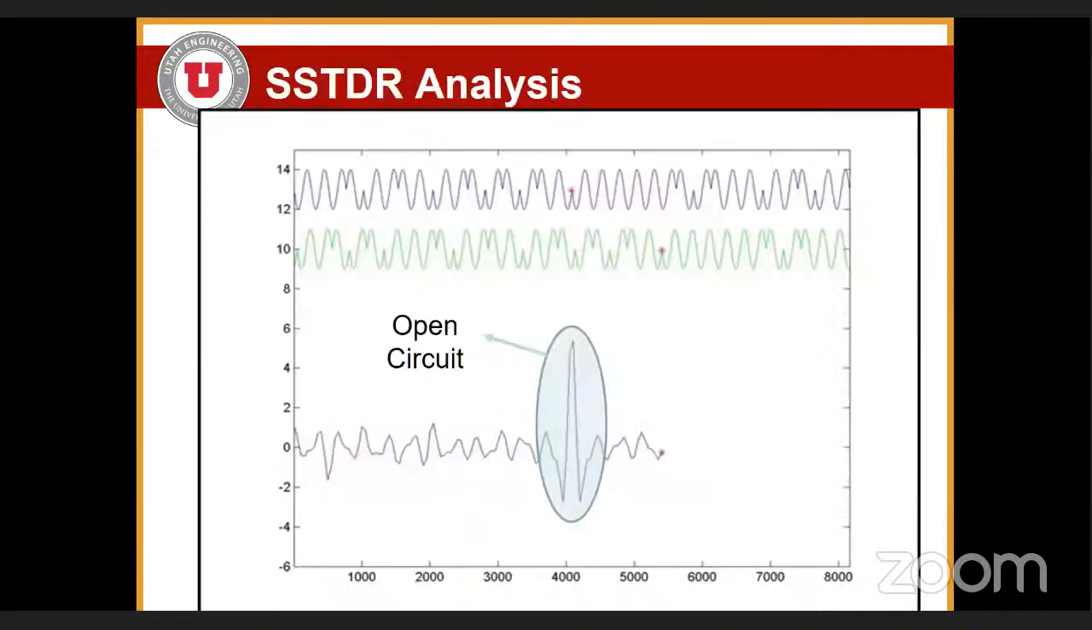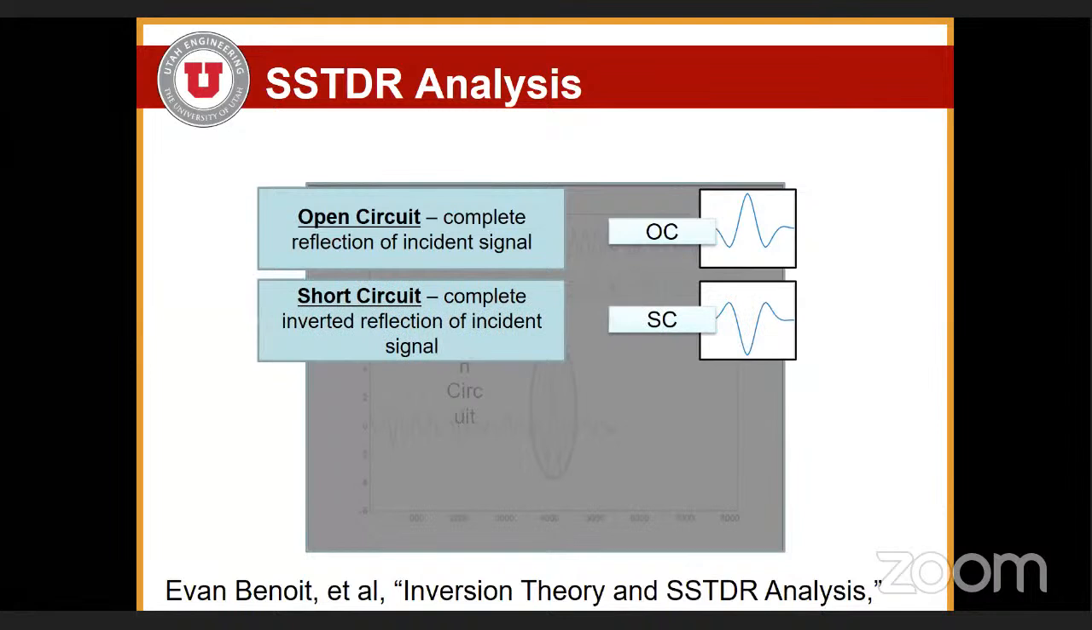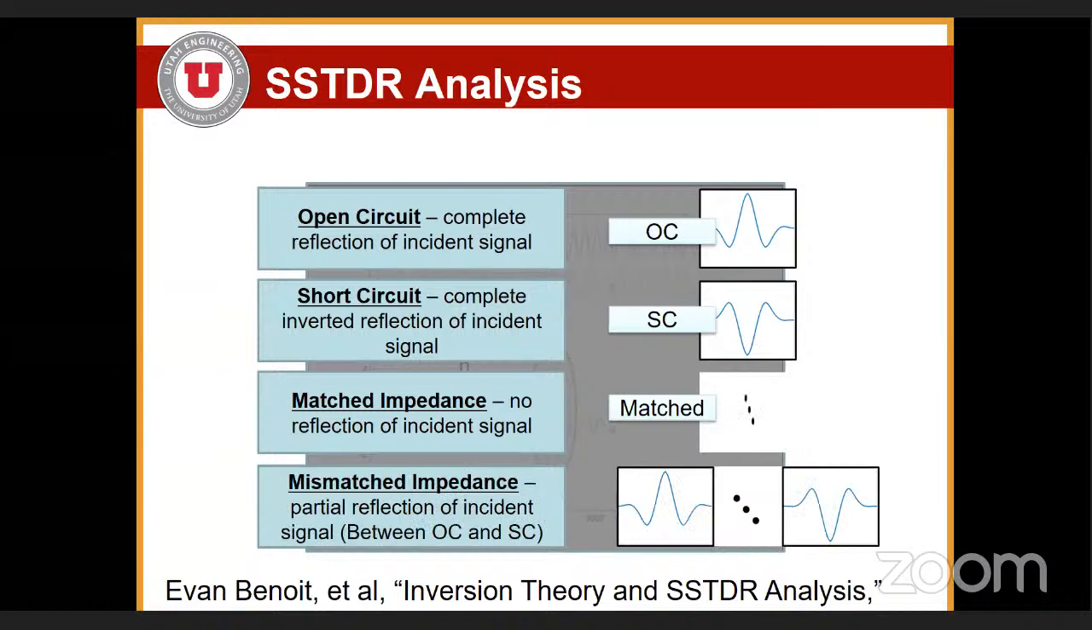So again, what we're looking for is this correlation shape. This is the typical shape that you would see for an open circuit. So there's the open circuit response. The short circuit response is the negative of that. A matched signal has no response, and a mismatched impedance is the same shape except larger or smaller.